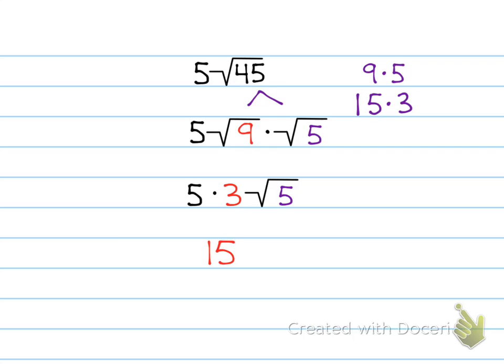5 times 3 is 15. I'll bring down my square root of 5. 5 can't be broken up at all, so I know I don't have to deal with anything. This is as simple as it gets.